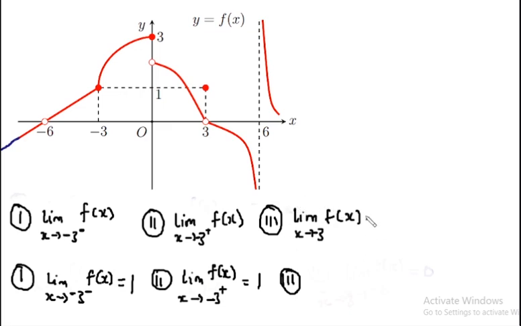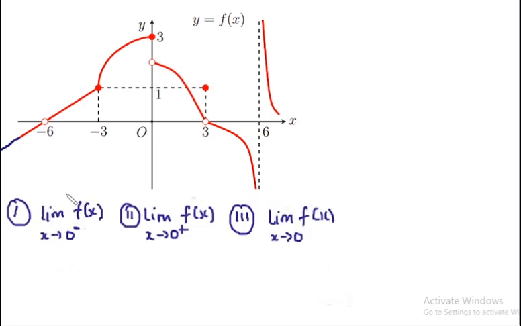So that means the two-sided limit or the general limit is also the same answer as the left and right hand side limit. So that means this is equal to 1. Let's look at another example.